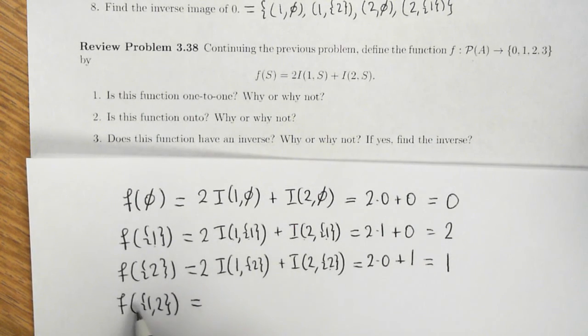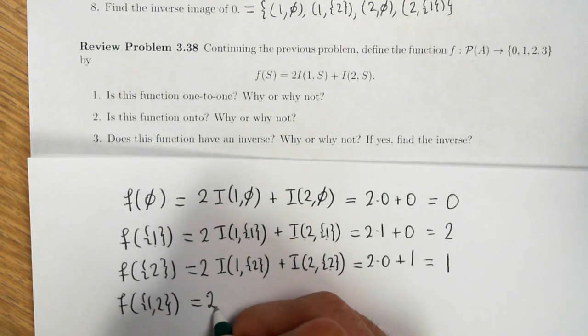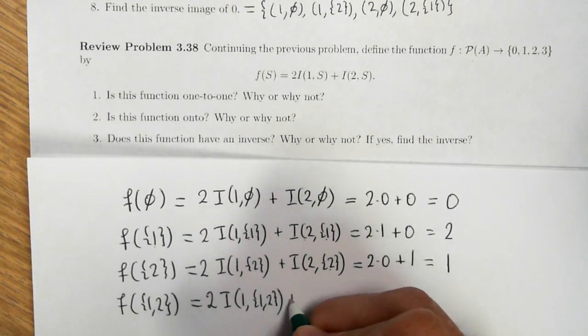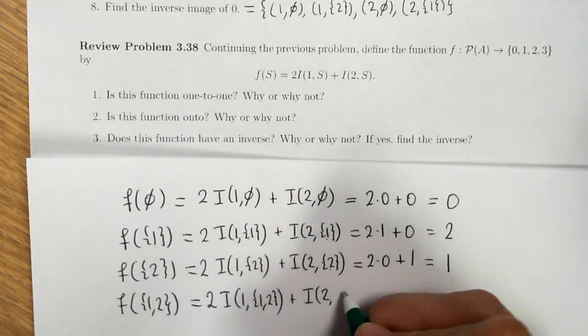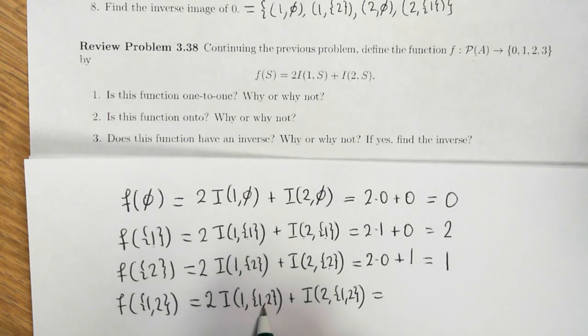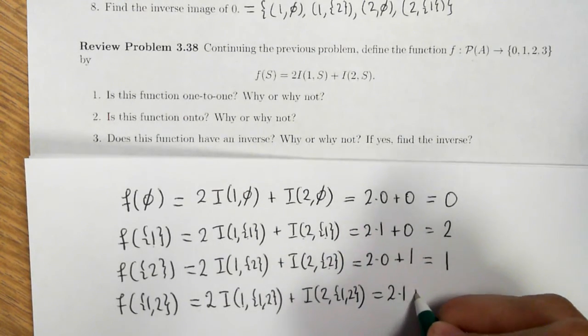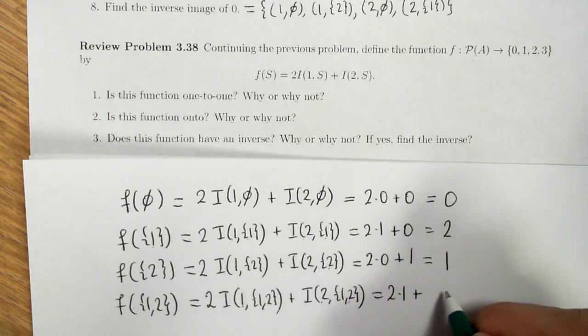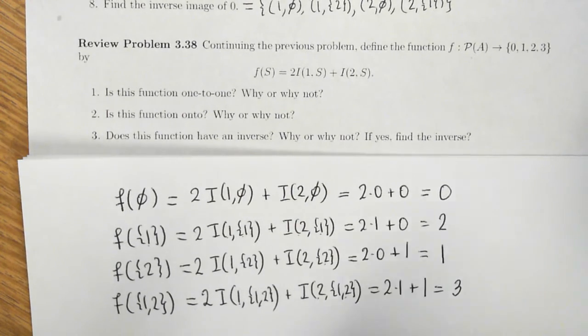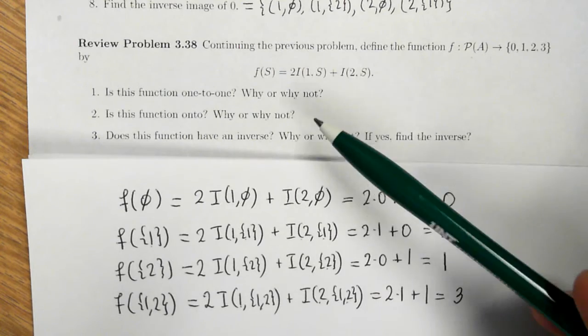And finally, f of the set containing 1 and 2: I have 2 times I1 of the set containing 1 and 2 plus I2 of the set containing 1 and 2. 1 is an element of this set. 2 is also an element. So that's 1. And so I get 3. Okay, now with that in hand, let's now determine this.